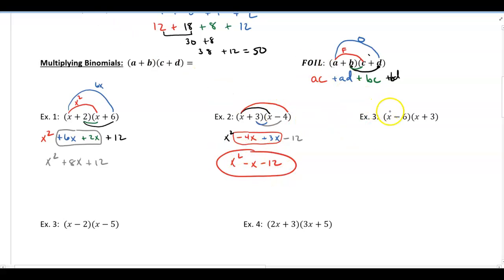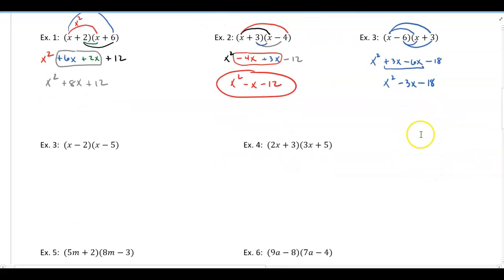All right. Next one. Again, first terms, x times x is x squared. Outer, x times 3 is 3x. Inner, you've got to remember, negative 6 times x is minus 6x. And then negative 6 times 3, minus 18. Combine like terms in the middle: x squared, 3x minus 6x is negative 3x, so minus 3x, minus 18.